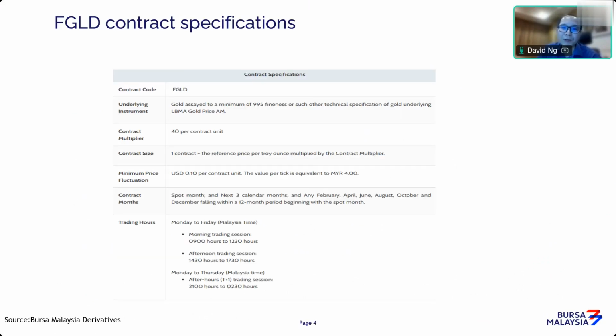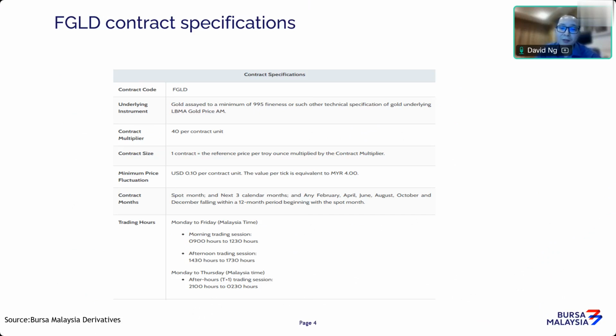Now, I'm just going to go through the contract specs briefly. You can get this on the Bursa Malaysia website. The gold contract listed on the Bursa Malaysia Derivatives Exchange is called FGLD. They revamped this contract early last year, and it is now what we call a Quanto contract. The reason it's called a Quanto contract is that the contract multiplier is 40 per unit. So every tick movement, which is 0.1 US dollar, is equivalent to a 4 ringgit movement, or rather what we call the tick value, and it's a fixed tick value.